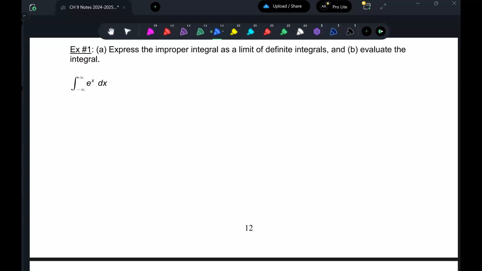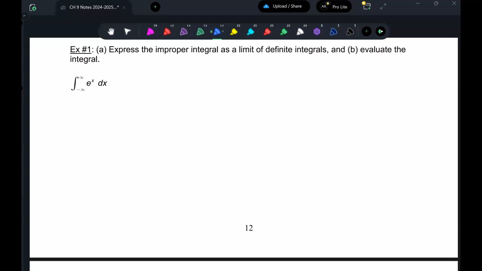Is it in terms of something when you do the limits and everything, or how would it not be infinite? This is going to be infinity. Okay, this one's going to diverge. It's e to the x.